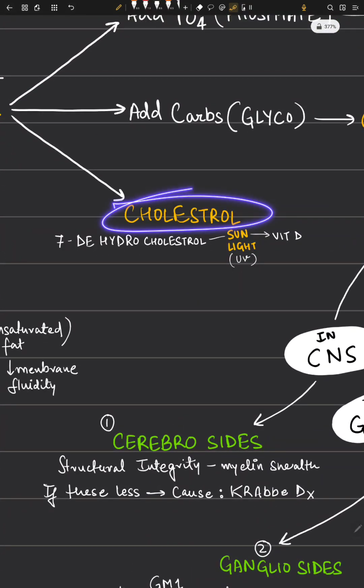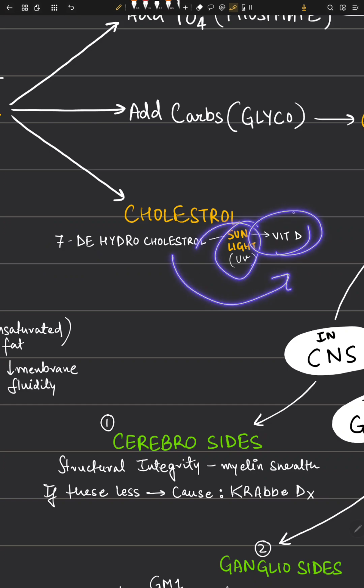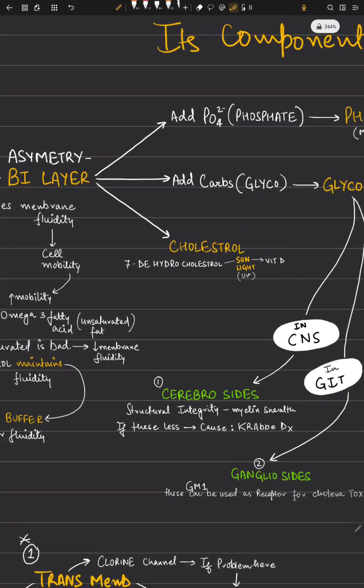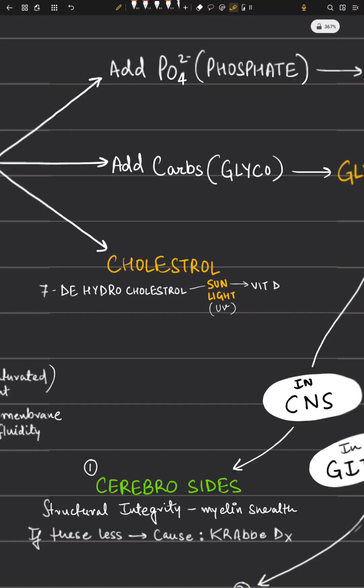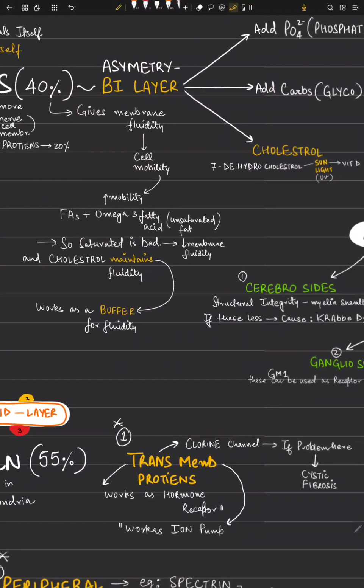Let's talk about cholesterol. One form of cholesterol, 7-dehydrocholesterol, is found on the skin, and with the help of sunlight, it transforms into vitamin D, and later it goes into the kidney, and then so on. And this is how you get vitamin D, from this cholesterol. If you're low in cholesterol, you're not going to get anything. So eat your cholesterol.